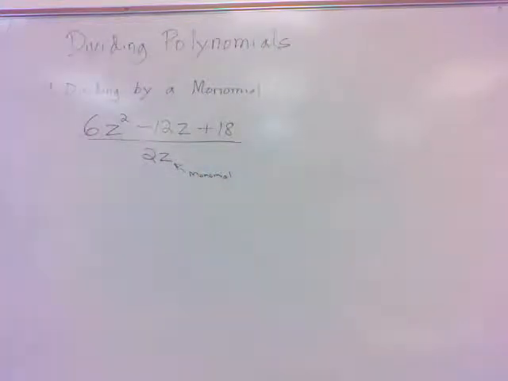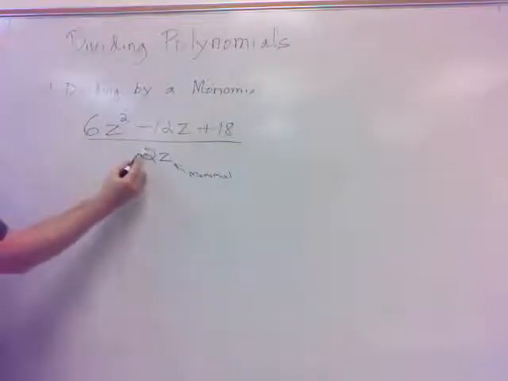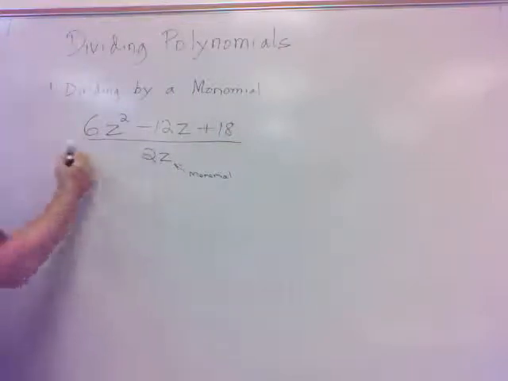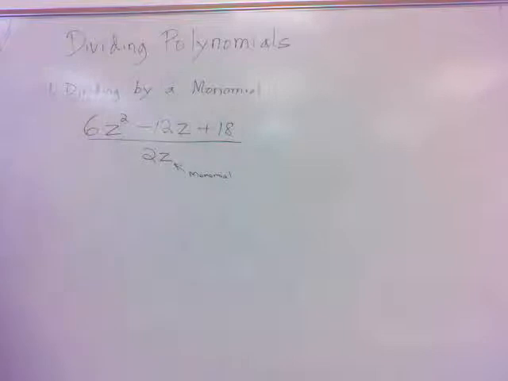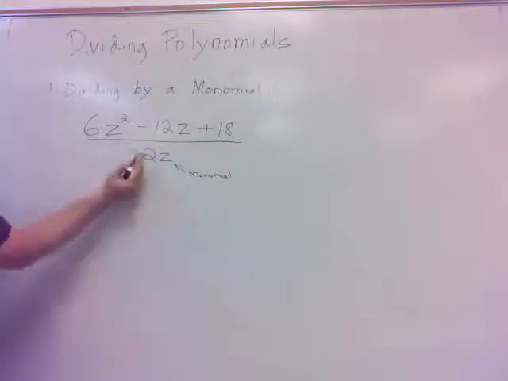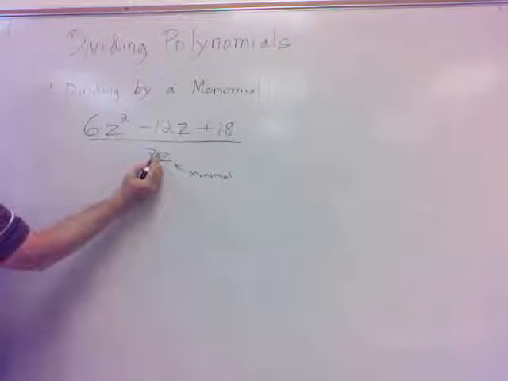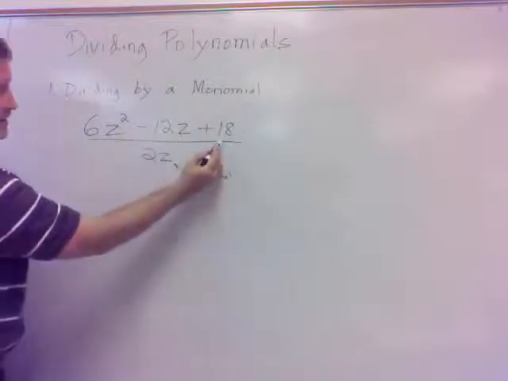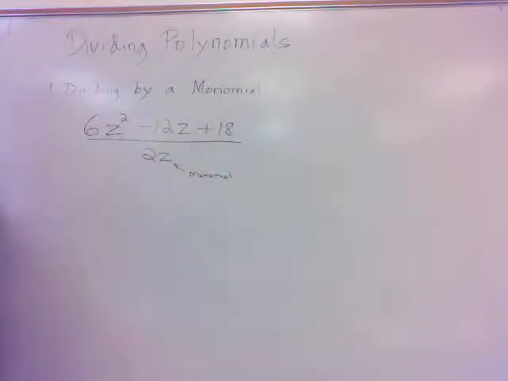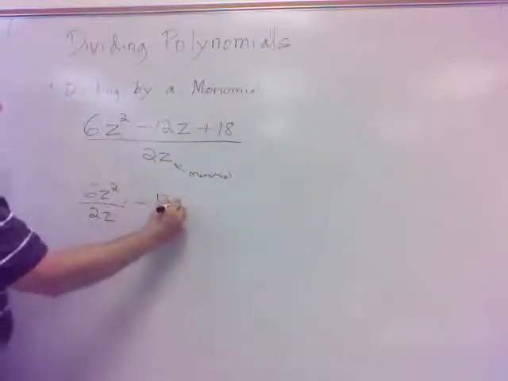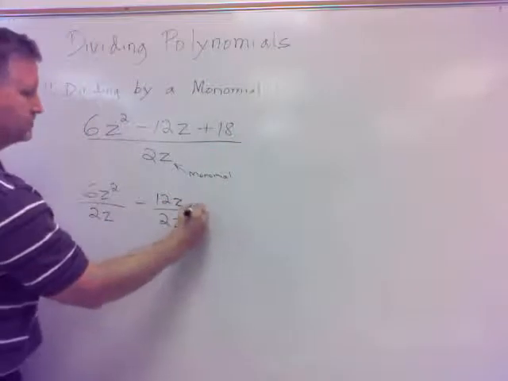Well, turns out in that case, dividing by a monomial, what they're going to want us to do here is just simply take this 2z, it's underneath all that trinomial there. That 2z, in other words, is going to divide the 6z squared. It's going to divide the minus 12z, and it's going to divide the 18. Right? That's what that means. So that's what they're going to want us to do, is individually separate that out and divide each of those separately by 2z.